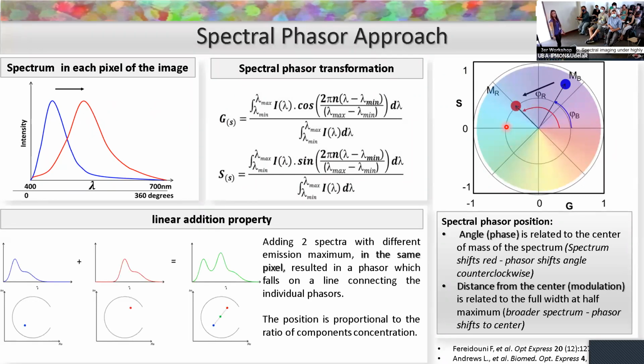And there is also this property of the phasor approach, the linear addition property: if we have two emitting species with different spectra, with different maxima, and they are not mixed in one pixel, they will appear in different positions in the phasor plot. But if we have them mixed in the same pixel, that point will appear on a line that joins the individual species.